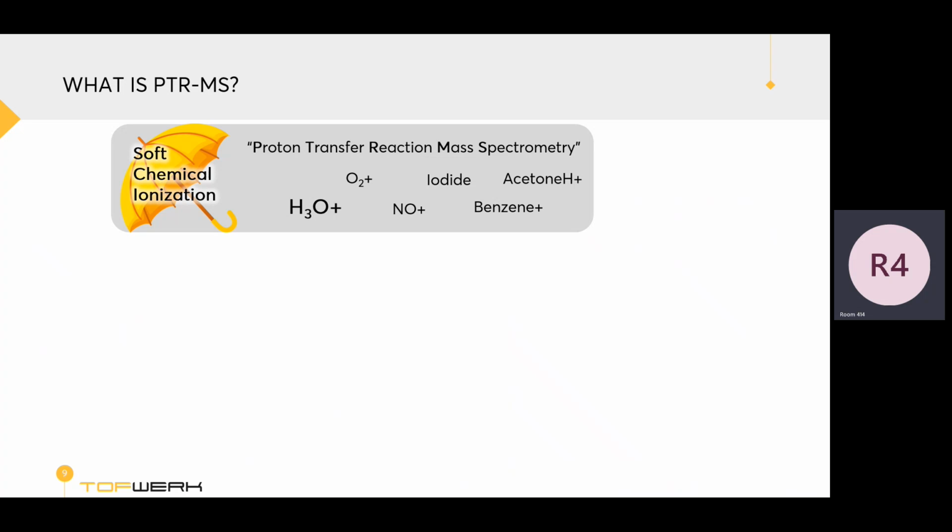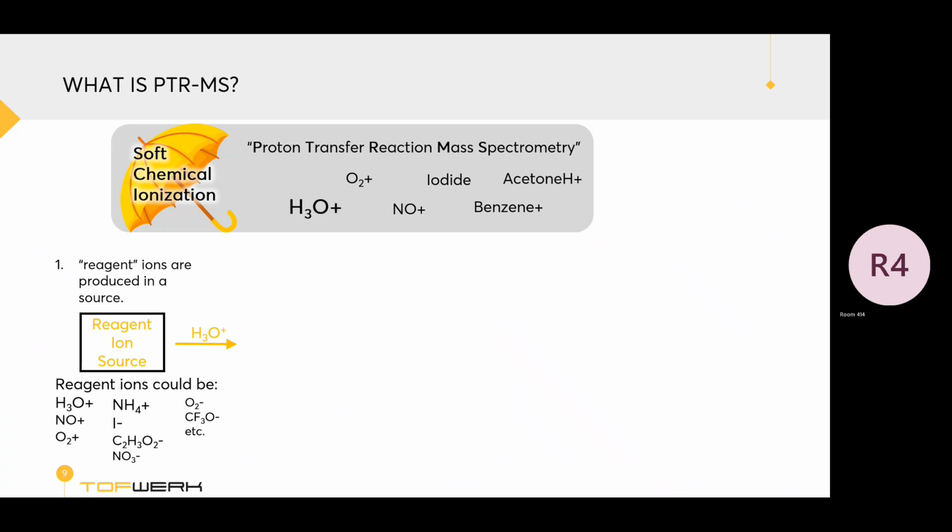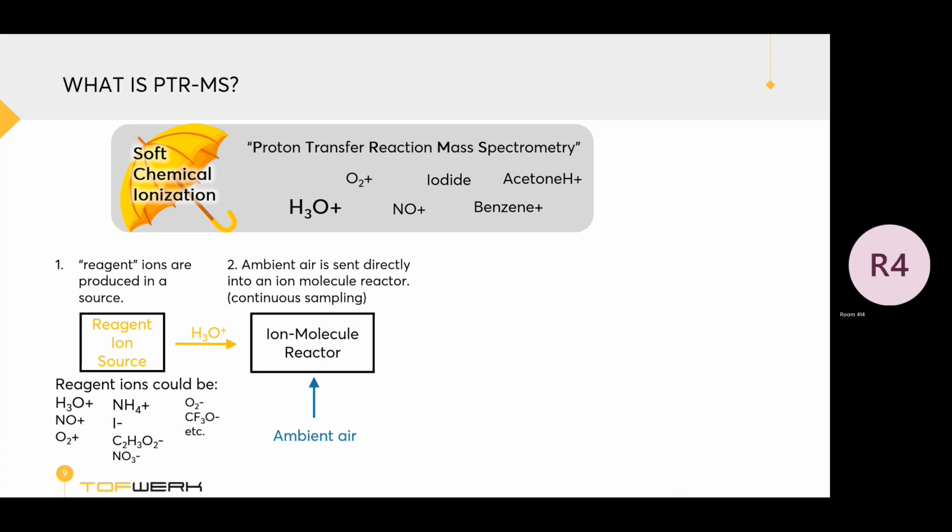Okay. This instrument technique is a very popular approach, very closely related family of different techniques called soft chemical ionization. Primary reagent ions go into an ion molecule reactor along with air that contains the compounds that we want to measure.